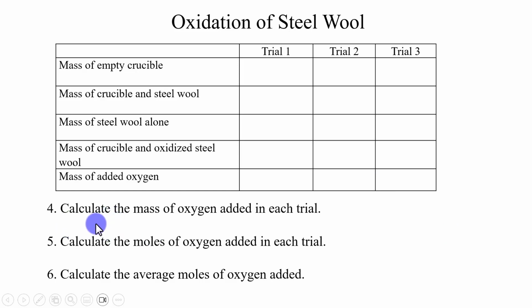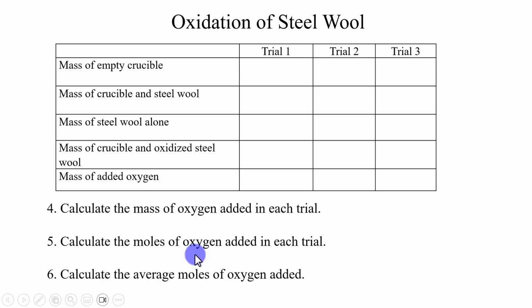Then part 4 says calculate the mass of oxygen in each trial. We already talked about how we calculate the mass of oxygen, so all you have to do here is show me one calculation, one subtraction, where you take mass of crucible and oxidized steel wool minus mass of crucible and steel wool to get the mass of oxygen. And then you can write the other 2 answers. You don't have to show me all 3 subtractions necessarily.